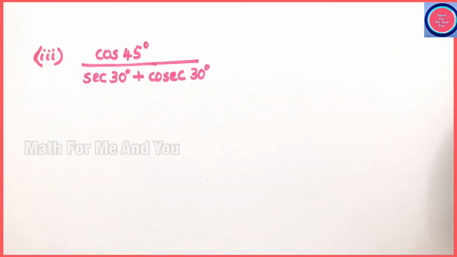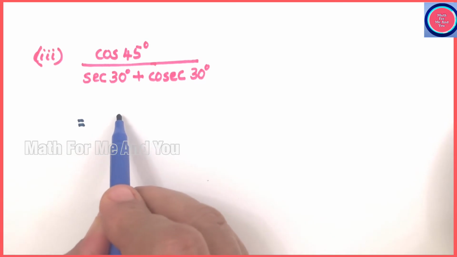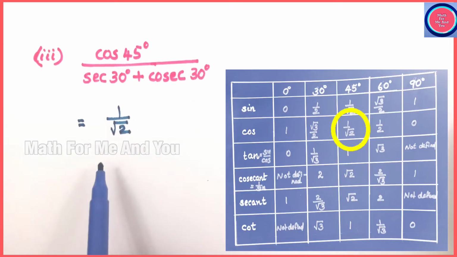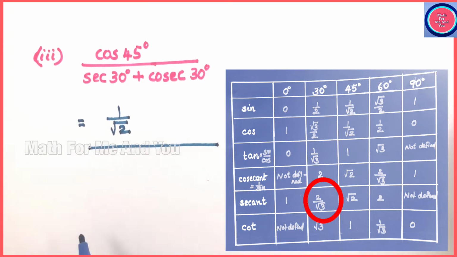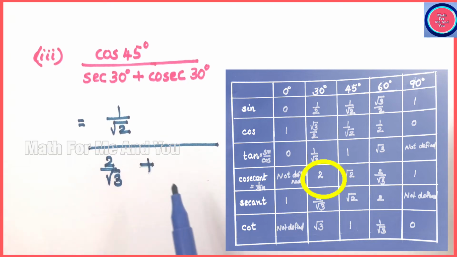Now we are going to find the value of cos 45 divided by sec 30 plus cosec 30. Cos 45 is 1 by root 2 divided by sec 30. Sec is the reciprocal of cos. So here we get the value 2 by root 3 plus cosec 30. Cosec 30 is the reciprocal of sin 30. That means here we get the value 2.